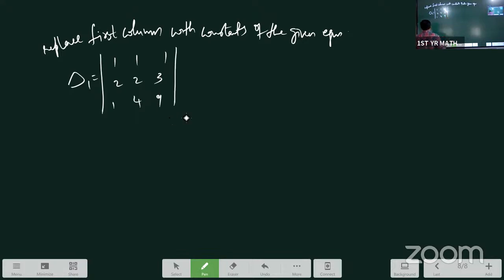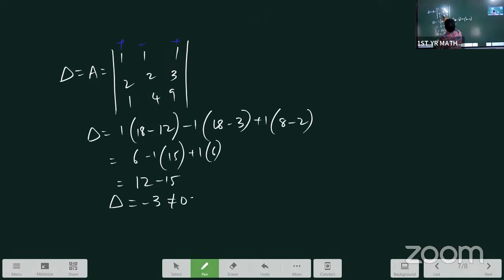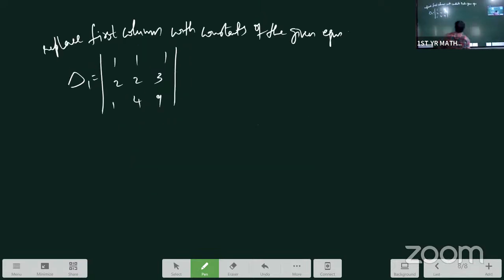It is 1, 1, 1, right? Same matrix, you can check it. See, 1, 1, 1, 2, 2, 3, 1, 4, 9. So this is your coefficient matrix actually. Now in this coefficient matrix, the first column, whatever you are seeing now, you have to replace with your constants. So what are your constants actually? 1, 6 and 3. Now these constants you are going to replace in column 1.